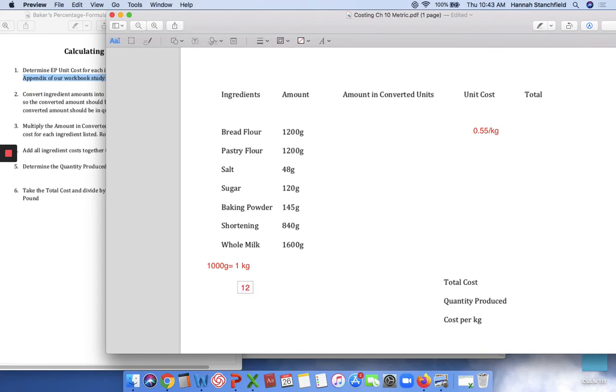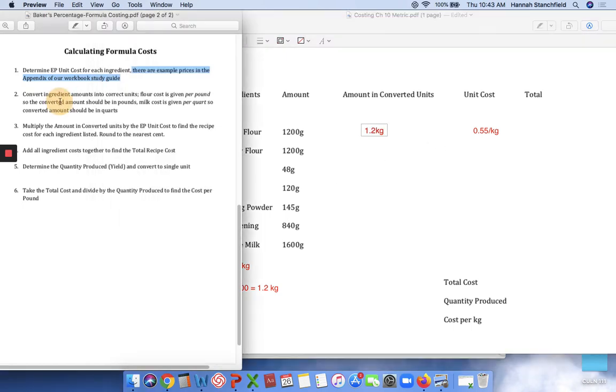So 1,200 grams divided by 1,000 is going to tell me that I have 1.2 kilograms, okay? So that would go up here. My converted units are 1.2 kilograms. So convert ingredient amounts into correct units. Flour cost is given per pound in our US measures. In this situation, flour is given per kilogram, so we need to find that kilogram amount so that we can continue on with our formula.